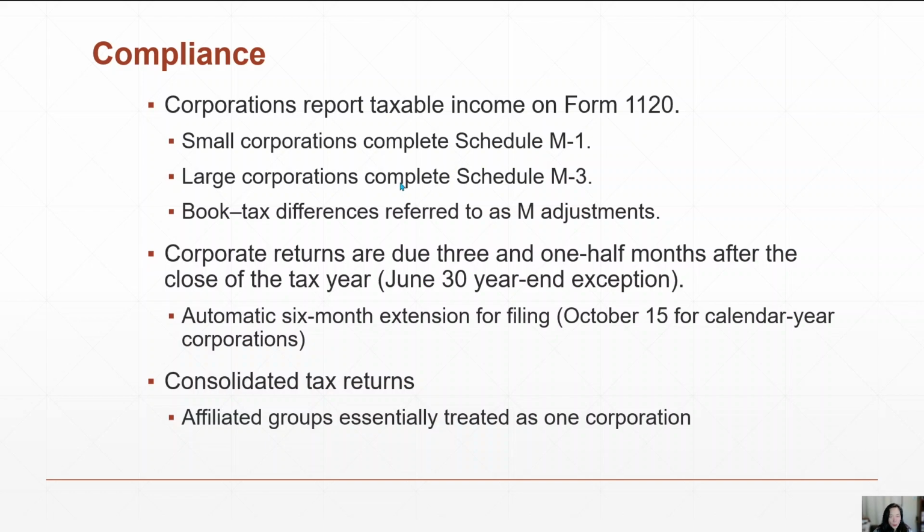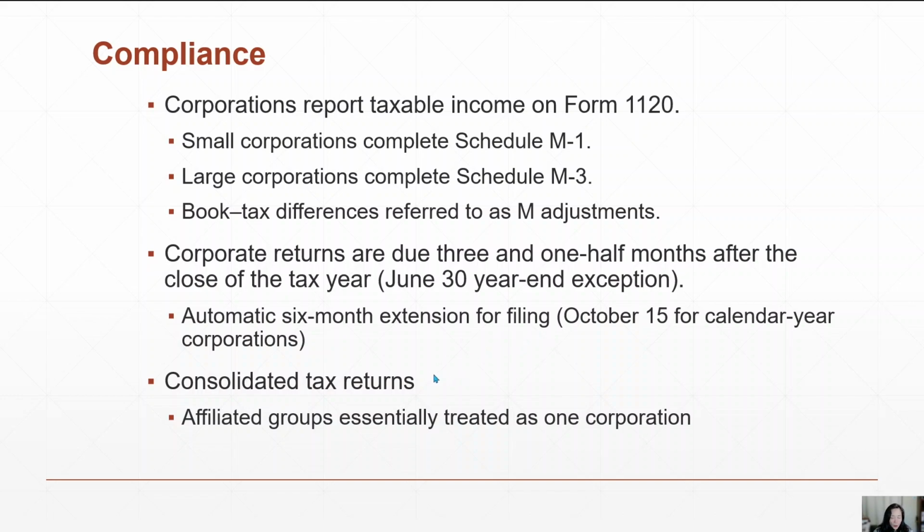A large corporation has to complete Schedule M-3, and the book tax differences are referred to as M's adjustment or Schedule M adjustment. The corporate returns are due 3.5 months after the close of the tax year, but generally the large corporation will file an extension, or they will take advantage of the automatic 6 months extension for filing. So a lot of the large corporations will have literally 9.5 months to file their final tax return.